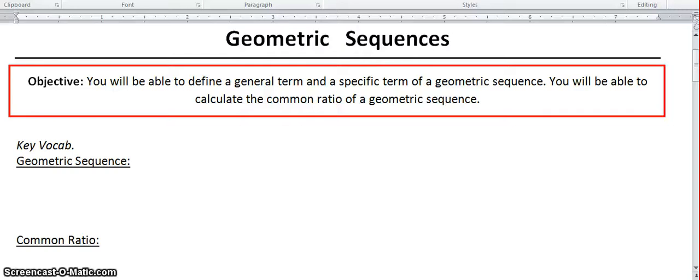Hi everyone. In this video we're going to learn more about geometric sequences. So let's recap what a geometric sequence is, and then we can jump into the objectives of writing explicit formulas and figuring out all the important information.